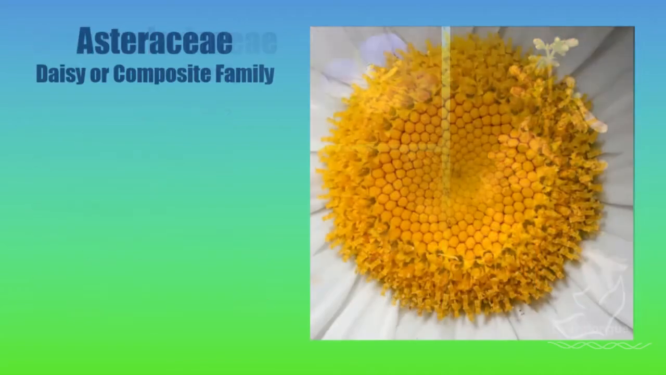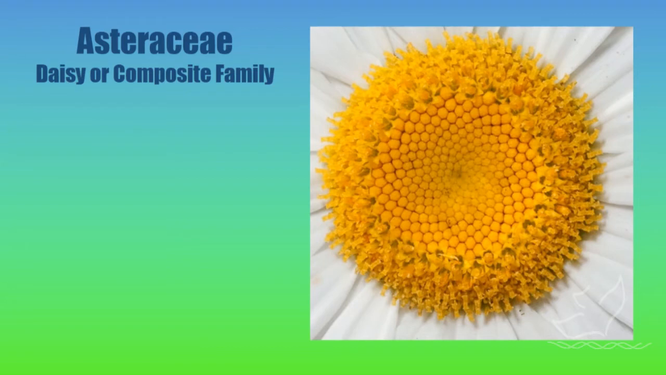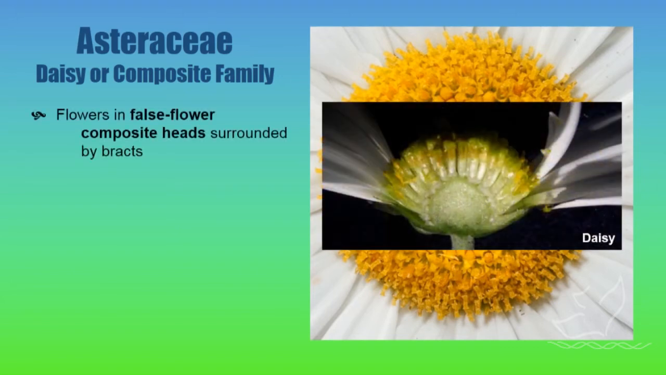Now we come to the daisy or composite family, the Asteraceae. This is a very important family, not so much in the spring, but definitely in the summer and fall. The flowers are in false flower composite heads. So they're sort of like the Euphorbiaceae that way, but not to the extreme extent.